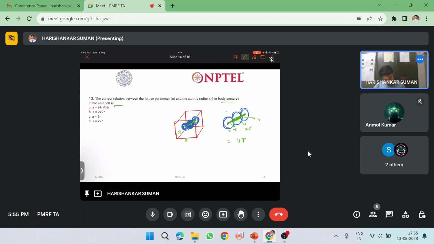Lattice parameter. This is root 2 a and a. Again, this is 90 degrees. So easily we can say a square plus root 2 a square, root 3 a equals 4r. So what is 4r divided by 2?